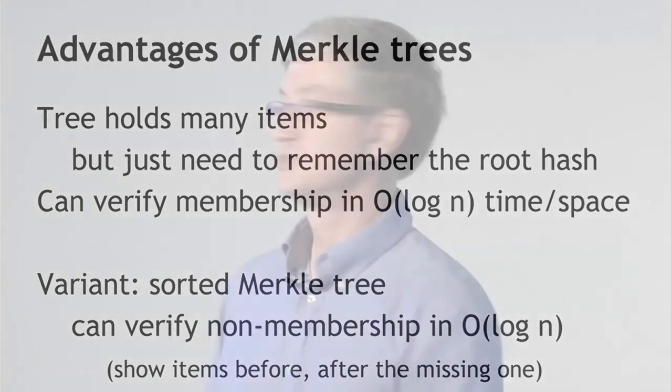All right, so a Merkle tree is a binary search tree built with hash pointers. We can do logarithmic time membership proofs, non-membership proofs if we sort the tree, and it's very efficient.